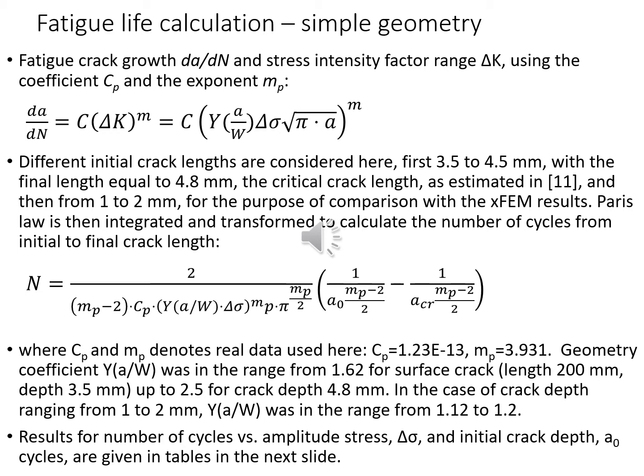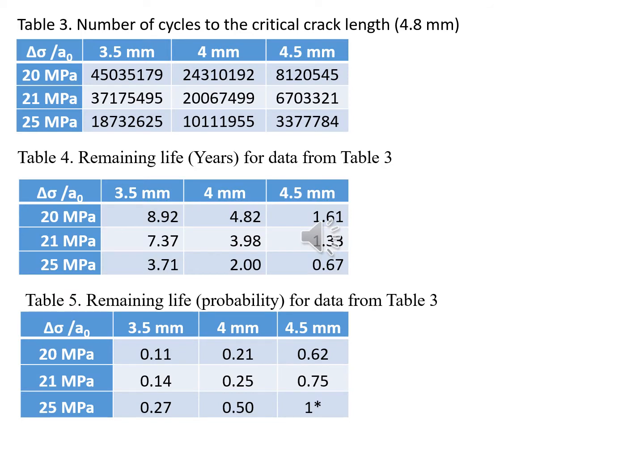So if we integrate Paris law, we can get an equation like this below for the number of cycles. For the real data, which was obtained by testing this pipe withdrawn from exploitation, we could calculate the number of cycles depending on amplitude stress and initial crack length, as given in the next slide. So here we have three tables.